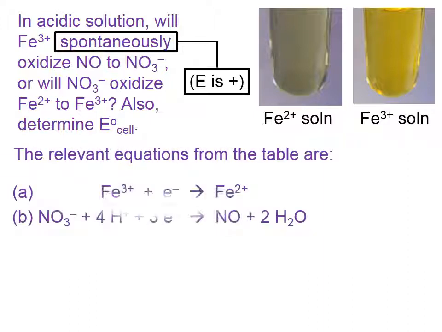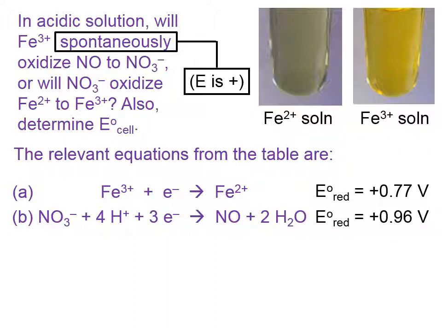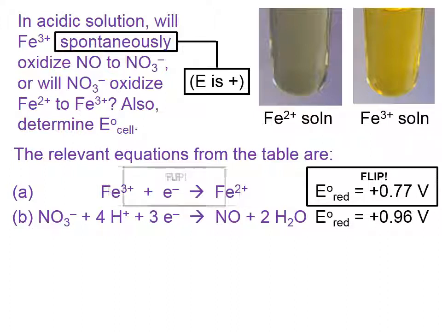If we look up the equations from the table and their reduction potentials, we recall that one of these reduction potentials has to have its sign flipped. Which one must have its sign flipped such that when we add them we will still get a positive number? And that would be that one. Similarly, the equation that goes with that potential is going to have to be flipped in our overall equation.